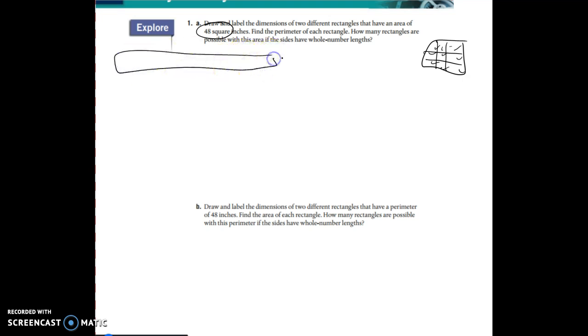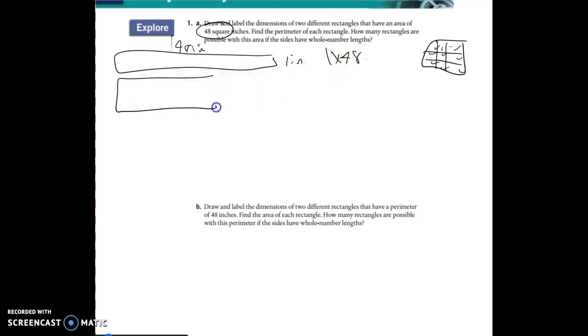Okay, so area is the space inside. So for example, if I have a square that's 3 by 3, it would have an area of 9 square inches or square feet or whatever. So I want to get 48. So I could have a really long, skinny rectangle that's like 1 inch by 48 inches, and that would give me an area of 48. So I could have 1 by 48.